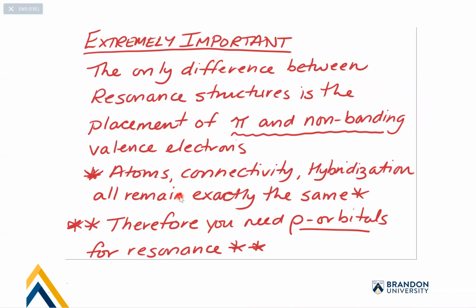But the important part of resonance structures is that it's only the change in location or the placement of pi electrons and non-bonding electrons, so electron lone pairs. And there's a big sort of asterisk here.